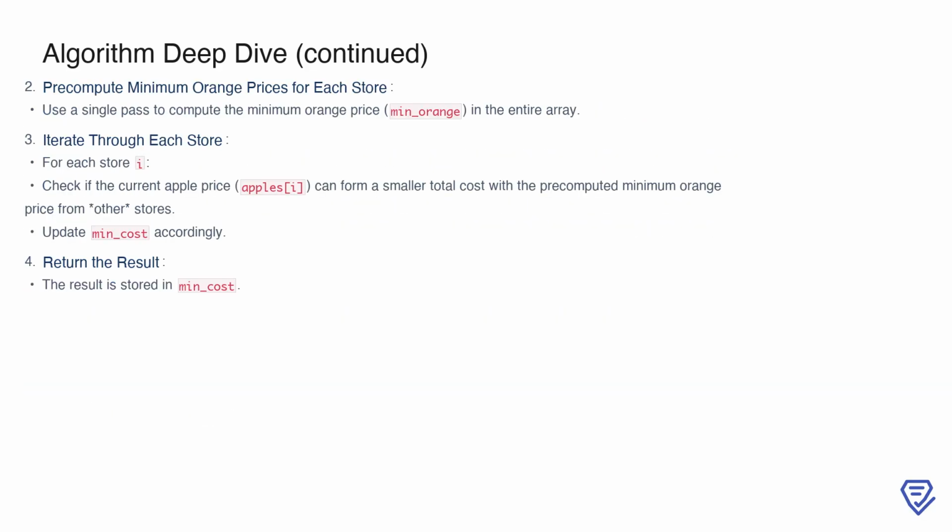To implement the optimized approach, we start by pre-computing the minimum orange price across all stores. This can be done in a single pass through the oranges array. Once we have this value, we iterate through each store i to evaluate the cost of purchasing an apple from that store. For each apple price at store i, we check if it can form a smaller total cost with the pre-computed minimum orange price from other stores. If it does, we update the min_cost variable to reflect this new minimum. After iterating through all the stores, the final value in min_cost will represent the smallest total cost of buying one apple and one orange while adhering to the problem's constraint.